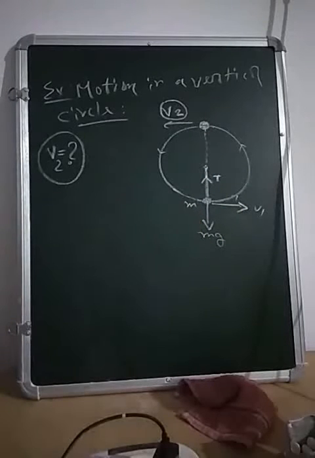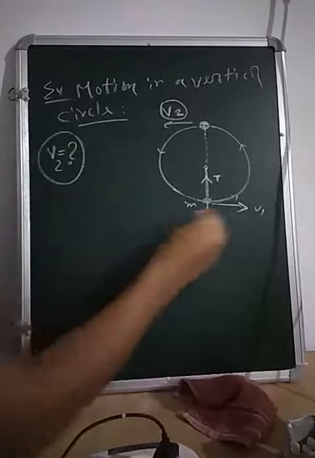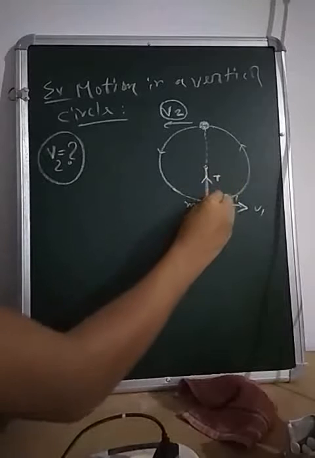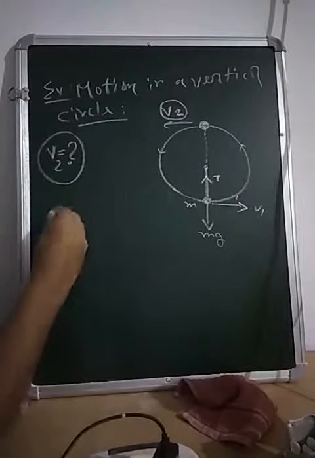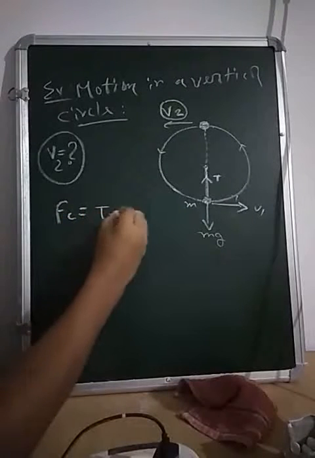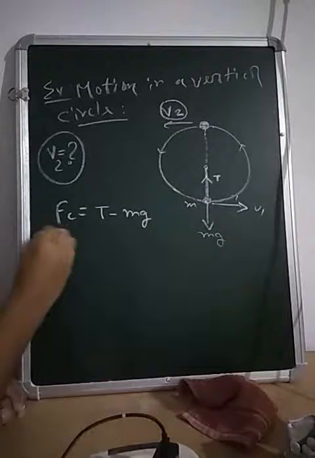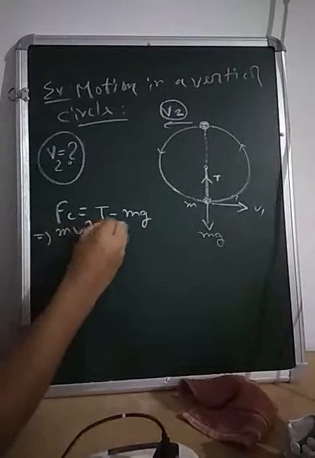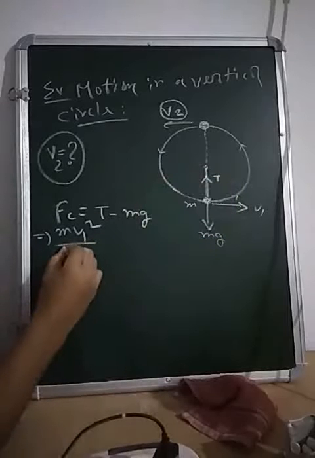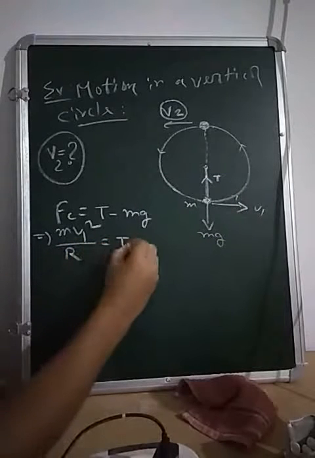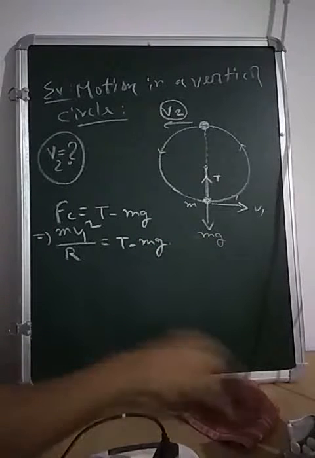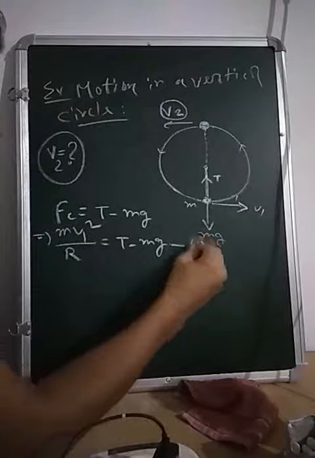So see, at the lowest position, what will be the centripetal force? Fc will be T minus mg. Or you can write m v1 squared by r is equal to T minus mg, where the velocity at the lowest position is v1. Suppose we take this as equation number 1.